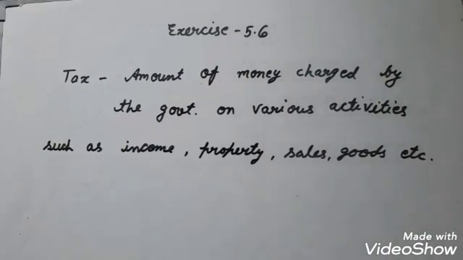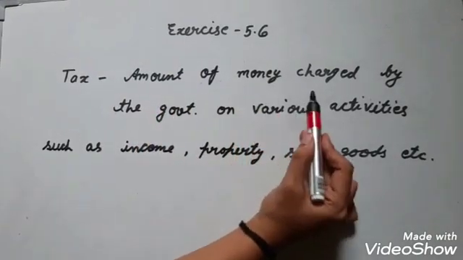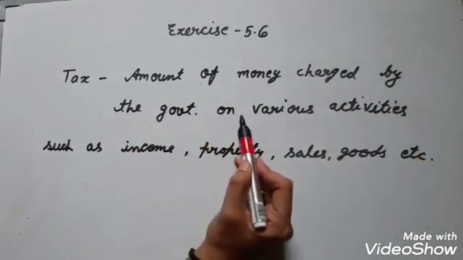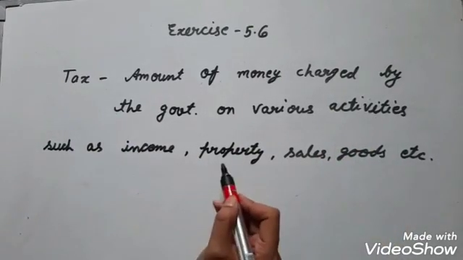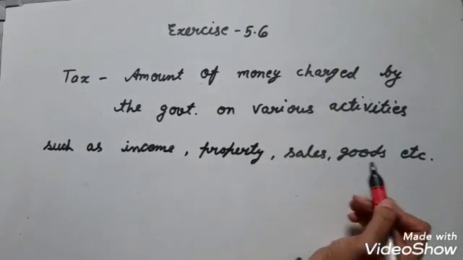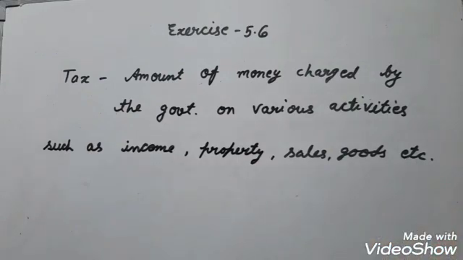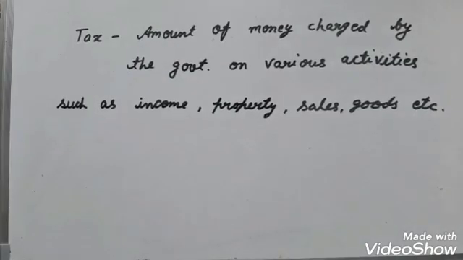What is tax? Amount of money charged by the government on various activities such as income, property, sales, goods, etc. Tax is usually expressed in terms of percentage. Whenever we buy an article, the shopkeeper adds a certain percentage of the selling price in the billed amount.